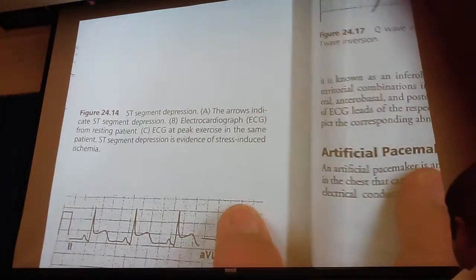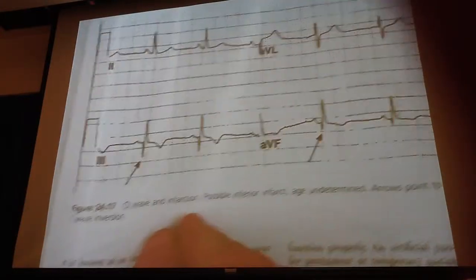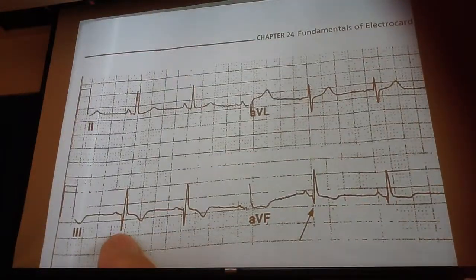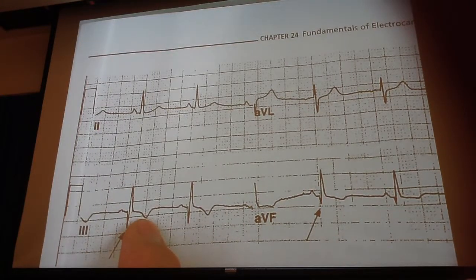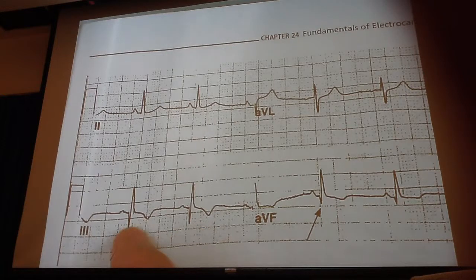And then here's the other one that you need to be aware of. This guy has two problems. Okay. We have the Q wave and we have the inverted T wave. So this guy has damage that's occurring now, and then he's got previous damage from a previous infarct.